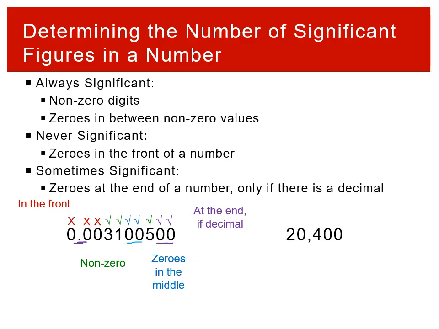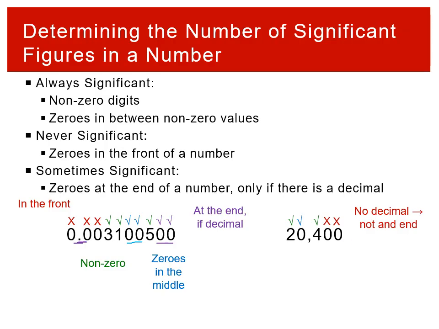Now if we look at the 20,400, we can see that these are non-zero digits. The 0 in between non-zero digits is significant. There are no zeros in the front, but now we have trailing zeros. The zeros at the end of the number are not significant in this case because there's no decimal point. If you wanted to make them significant, you would need to put in a decimal. You can just write a decimal point right there afterwards.